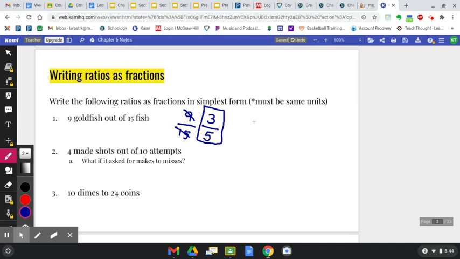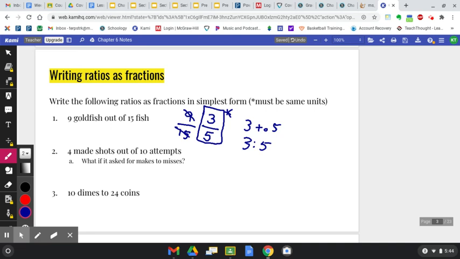And this is in fraction form. Again, you'll also see it written 3 to 5. You'll see it written as 3 colon 5. These are all the same thing. We're going to focus on writing it in fraction form.